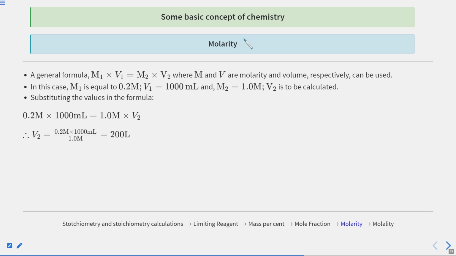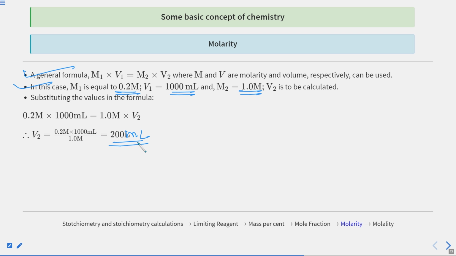A general formula M1 V1 is equal to M2 V2, as I told you already, where M and V are molarity and volume respectively, can be used. In this case, M1 is equal to 0.2 molar, V1 is 1000 ml, M2 is 1 molar, and V2 is to be calculated. Substituting the values in the formula, you will get 200 milliliter, not liter, 200 milliliter volume.